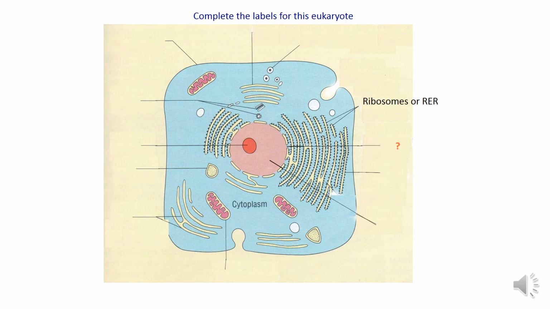Ribosomes or RER, it's pointing to both, so I think that's quite excusable that you can call one or the other. Pore in nuclear envelope, not just the nuclear envelope, because I am actually pointing to the actual space in between the membrane there. So sometimes such labels can be quite picky. So I'm actually calling this the pore in a nuclear envelope. Again, you could have called this ribosomes or RER, depending on what you called the first one. Nucleus, I hope you got that.